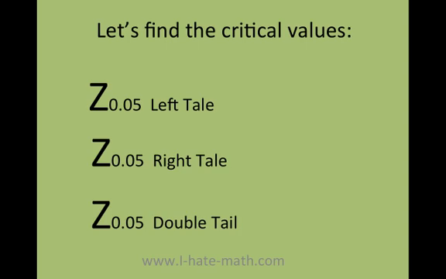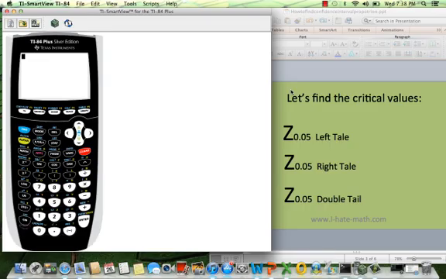Today we're going to figure out what is also called the rejection region with the left tail, the right tail, and the double tail. This is going to be very helpful not only to figure out the rejection region for the hypothesis test, but also to figure out the critical values when you're building the confidence interval and when you're finding the sample.